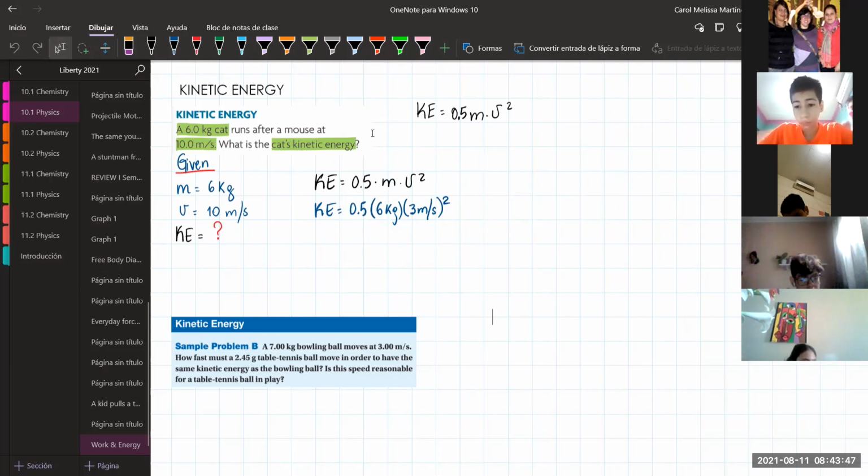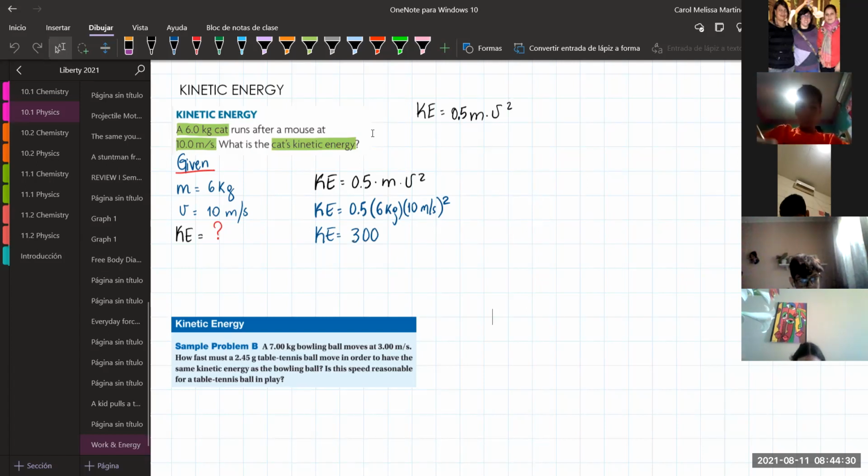So in your calculator, you're going to first solve for the power and then multiply times the other numbers. What is the kinetic energy of this cat? We can even do it mentally. 10 raised to the second power is 100 times 6, 600 times 0.5 is going to give you 300. So the final answer is going to be 300.